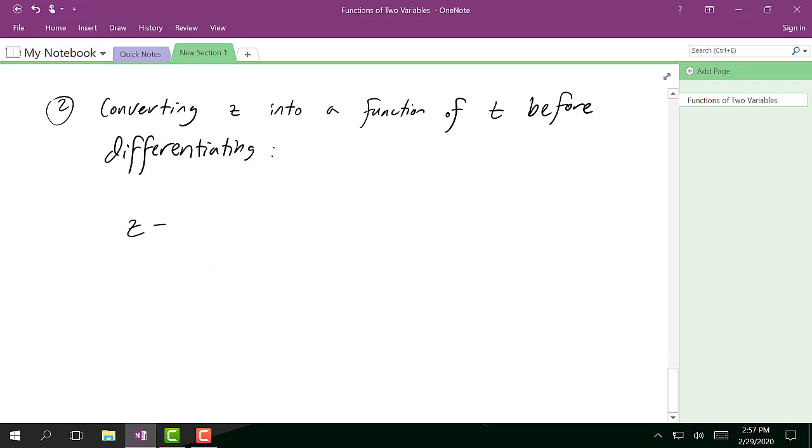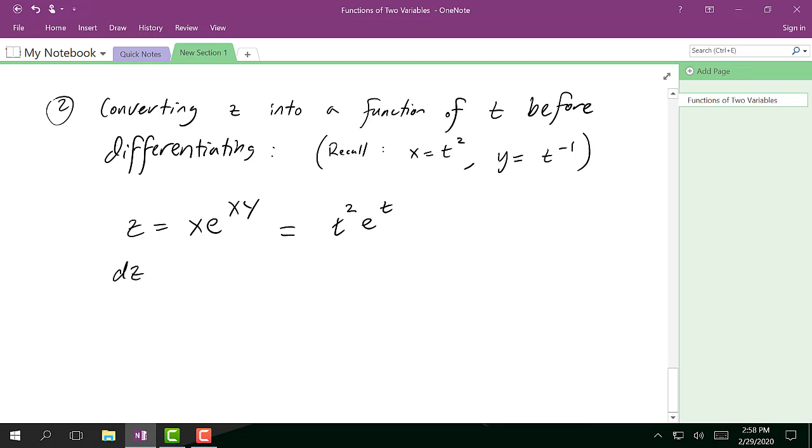Well, we had the z was x times e to the xy. Again, so we'll recall x was equal to t squared, y was equal to t to the minus 1. So I'm going to plug in those expressions in for x and y to get t squared e to the t. And now simply take the derivative with respect to t.